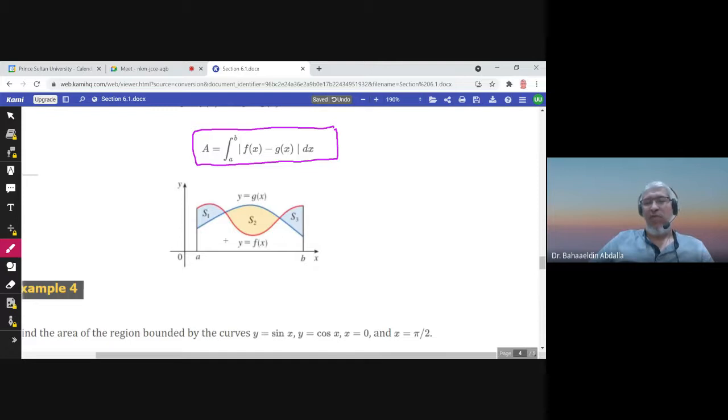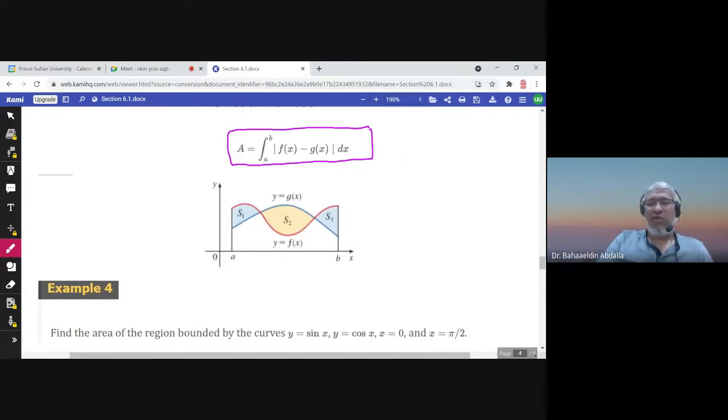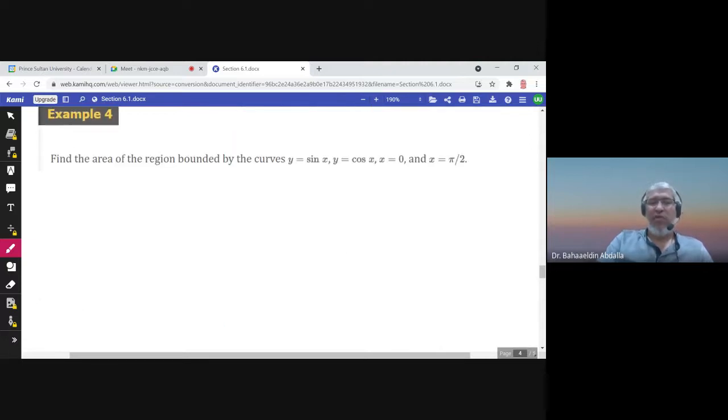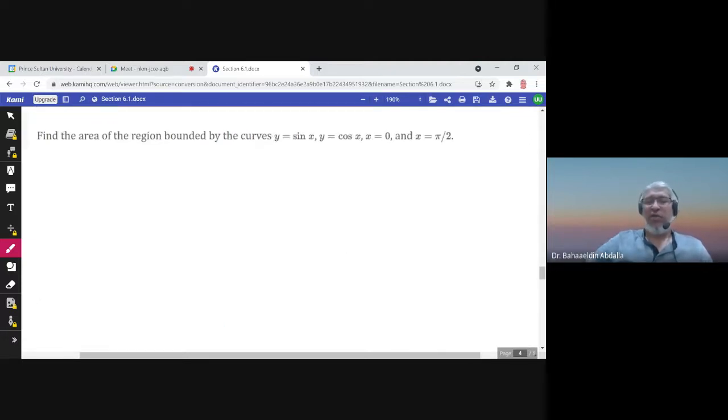So if in the interval from a to b, the curves intersect inside the region, then we will have three areas like this. We have to find A1 plus A2 plus A3, or as many regions as we have. So for example here, find the area of the region enclosed by the curves sine x and cosine x from 0 to pi over 2. You need to sketch the graph to understand the situation.